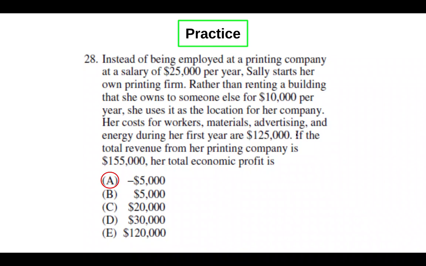And so if we subtract these three numbers from 155,000, we get a loss of $5,000.